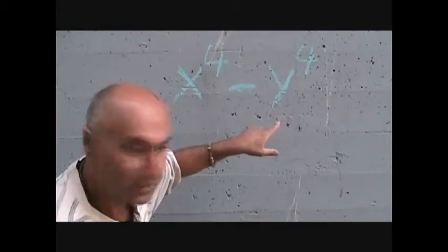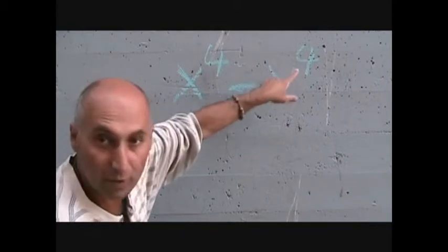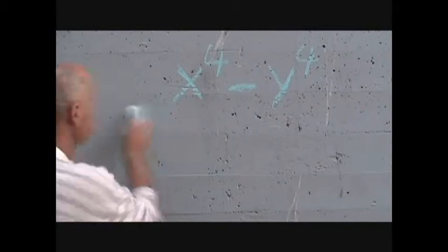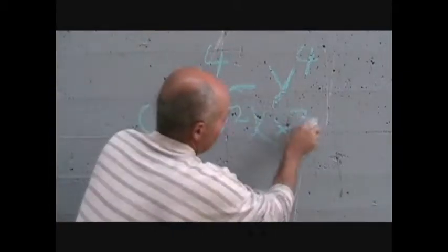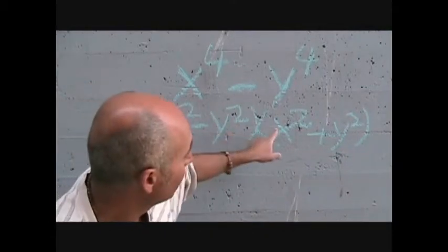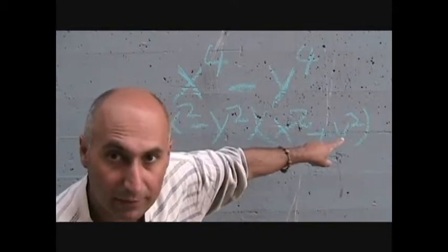Any two things subtracted from each other you can factor, right? So let's just start off with this. Fairly simple. It's x to the power 4 minus y to the power 4. If we're going to factor this, it becomes x squared minus y squared times x squared plus y squared, right?